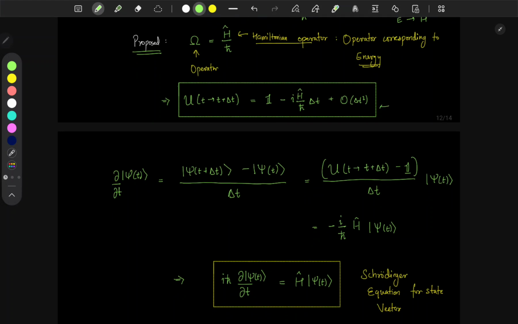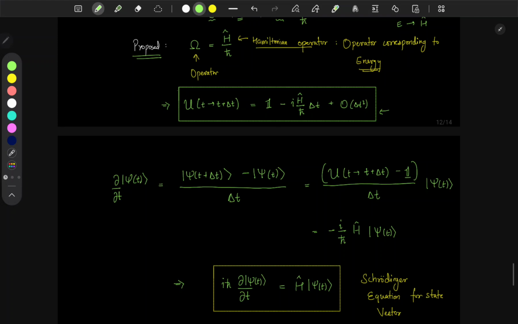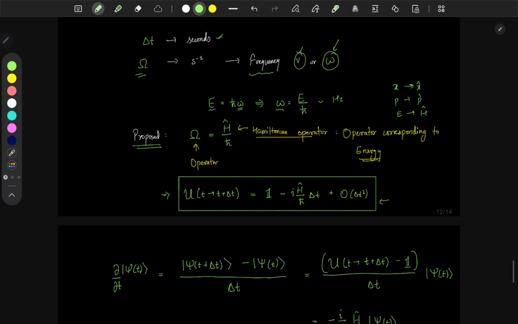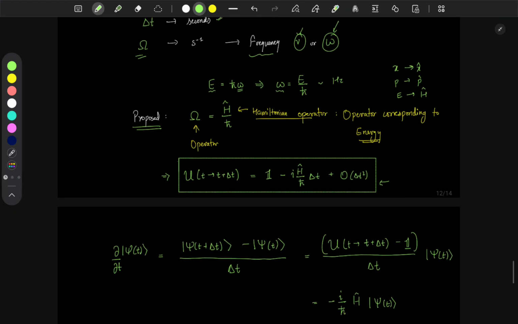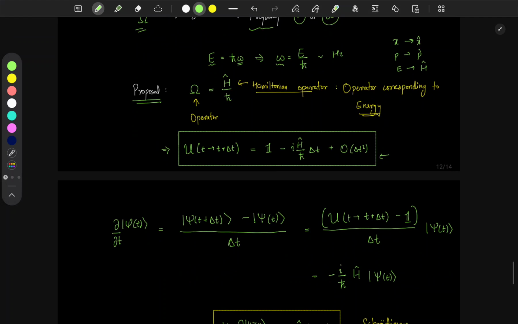Given this, you can find how the state at time t moves to some time t plus delta t. That means you can get a small change in time using this operator. And how do you get a larger change in time? You just keep repeating this again and again. It's like, how do you move a large distance? You can just take several small steps.